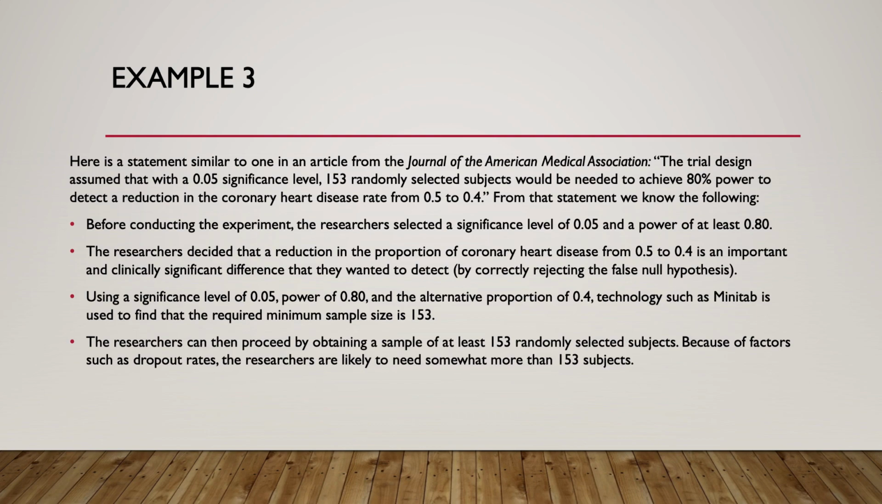Using a significance level of 0.05, power of 0.80, and the alternative proportion of 0.4, technology such as Minitab or SAS is used to find that the required minimum sample size is 153. The researchers can then proceed by obtaining a sample of at least 153 randomly selected subjects. Because of factors such as dropout rates, the researchers are likely to need somewhat more than 153 subjects.